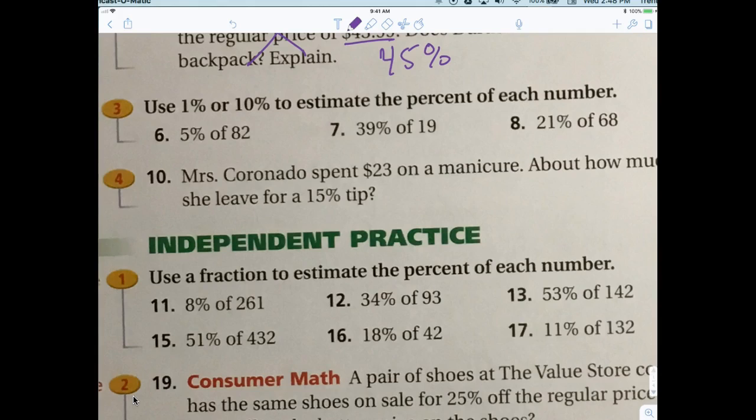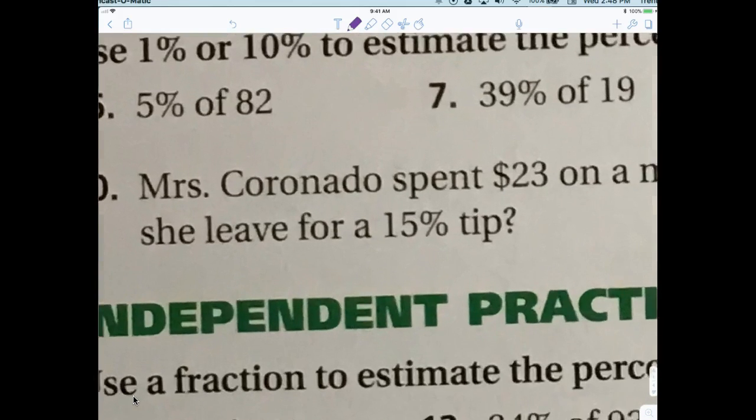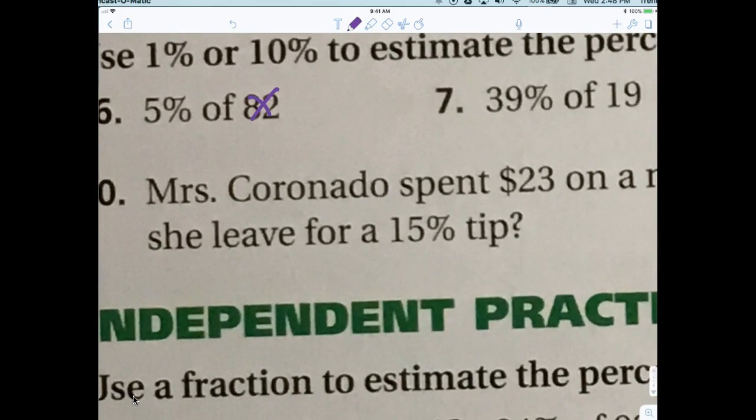Is everybody with me? Now, because we're estimating, I'm going to change 82 to a what? 80. So 10% of 80 is what? 8. So 5% would equal, how's that? You guys feeling better? Right, understanding numbers like this is super important. So it's going to require some practice. You good with that?